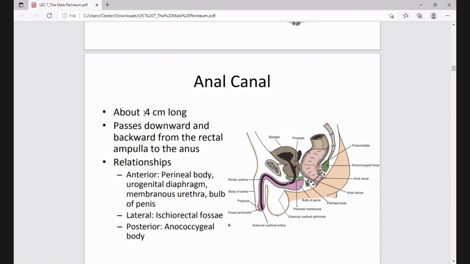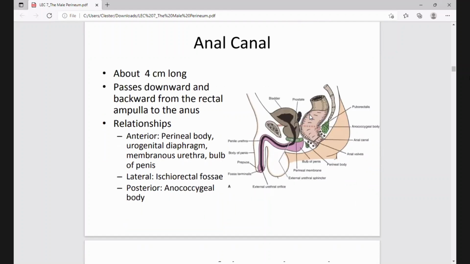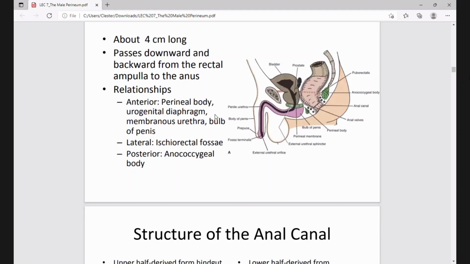It's about 4 centimeters long, and its configuration is roughly passing downward and back from the rectum. From the rectal ampulla, it will pass down and back in direction. And it has the following relations. Anteriorly, it is related to the central tendon or the perineal body, the urogenital diaphragm, the membranous urethra, and the bulb of the penis. Laterally, of course, the two spaces we call the ischiorectal or ischioanal space. And posteriorly, the anococcygeal body.